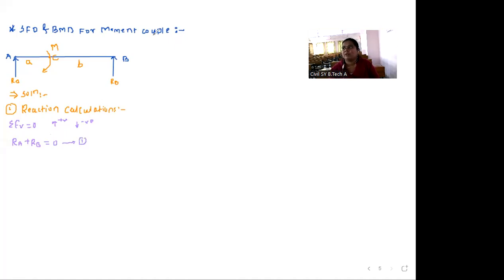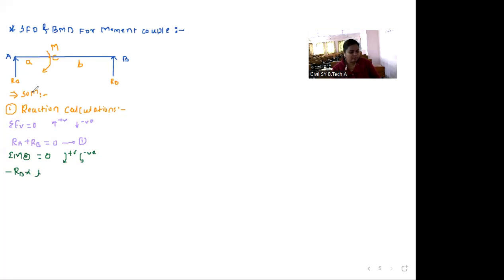After that, we will apply the second equation, summation of moment at any point equal to 0. For this sign convention, clockwise moment positive, anti-clockwise moment negative. So we will take moment from B point to A point. This RB creates anti-clockwise moment, so minus RB into the perpendicular distance, the total span of this beam, which is L meter. So L.